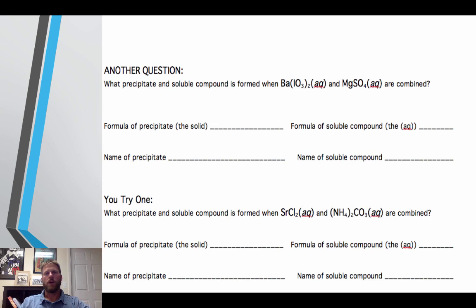So let's take another one where the products are not given to you. So let's say we mix barium iodate and magnesium sulfate together. Well, what will the products be? And are any of those products soluble, or some of them going to precipitate? So to do this now, we first have to split our reactants up into ions. So barium iodate is Ba2 plus and IO3 minus. Magnesium sulfate is Mg2 plus and SO4 2 minus.